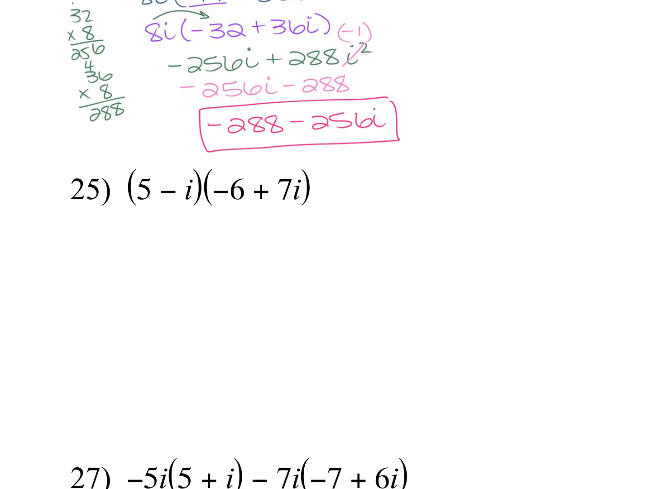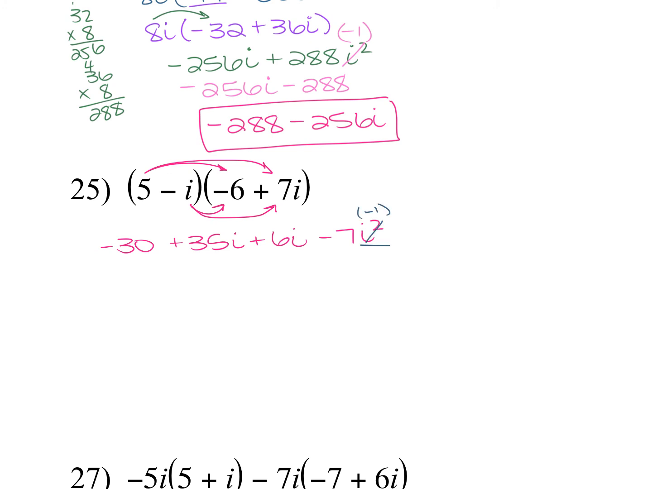For 25, you have 5 minus i times -6 plus 7i. So we're just going to FOIL this out. The 5 times -6 is -30. The 5 times 7i is 35i. -i times -6 is positive 6i. And then -i times 7i is -7i squared. Again, the i squared is -1.